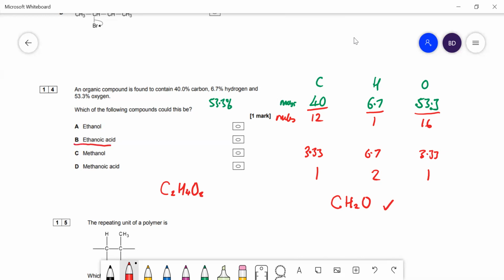Methanol, let's just check that. Methanol is CH4O. That doesn't work. And methanoic acid is CH2O2, not CH2O. So it can't be methanoic acid. So B is the right answer there.